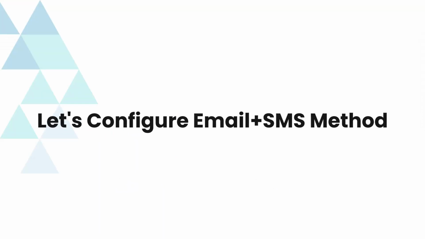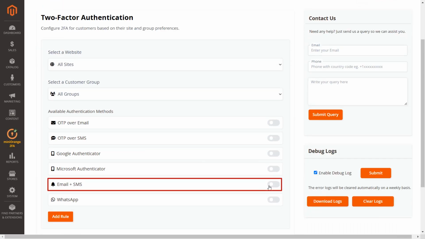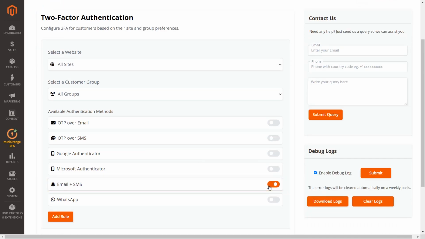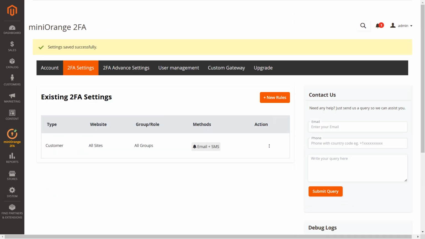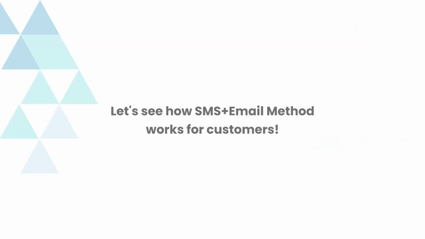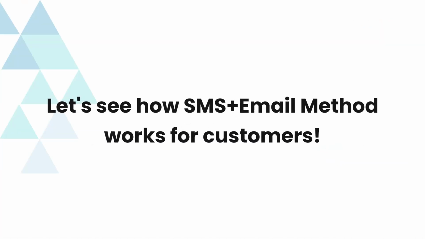Let's configure Email plus SMS method. Enable the Email plus SMS method under the 2FA Settings tab. Then, click on the Add Rule button. You have successfully configured Email plus SMS method. Let's see how SMS plus email method works for customers.